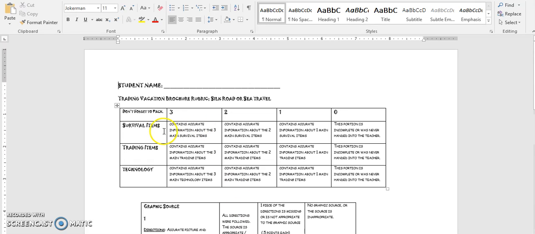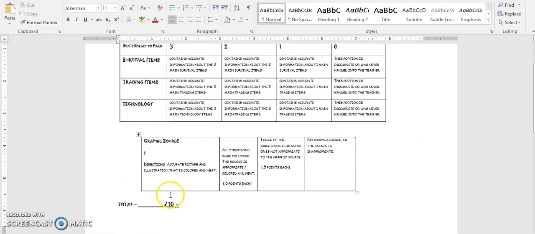On the rubric, you can see if you have three survival items, 3 points, three for trading items, and three for technology, a total of 9 points. Directly beneath that, you need to draw a picture of yourself either on the sea route to Asia or the foot route to Asia with your items. That's the graphic source. That's where we're getting 10 points for the front part of this project.